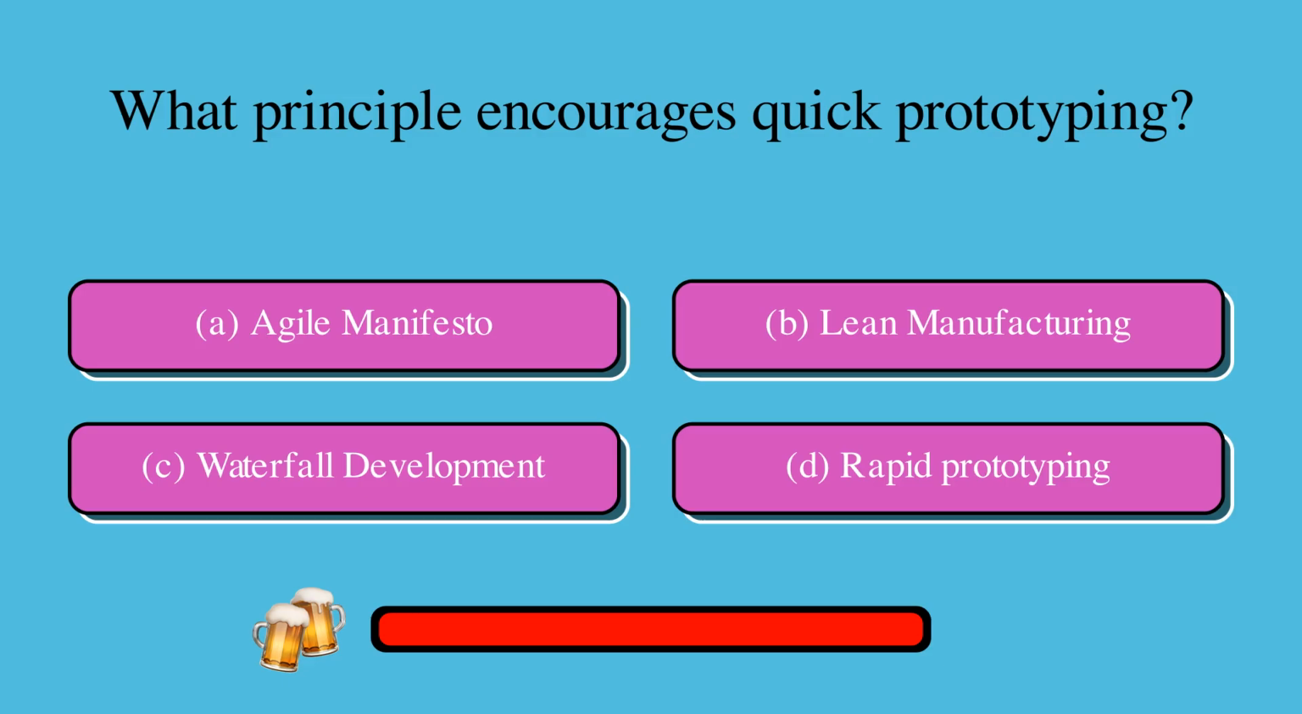What principle encourages quick prototyping? Is it A, Agile Manifesto, B, lean manufacturing, C, waterfall development, or D, rapid prototyping? The correct answer is D, rapid prototyping.